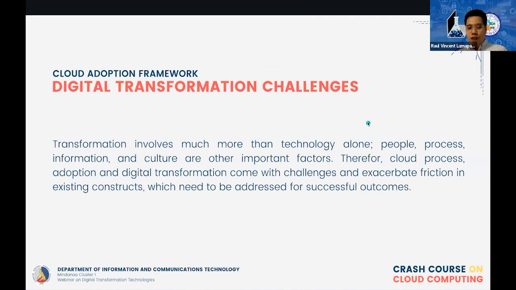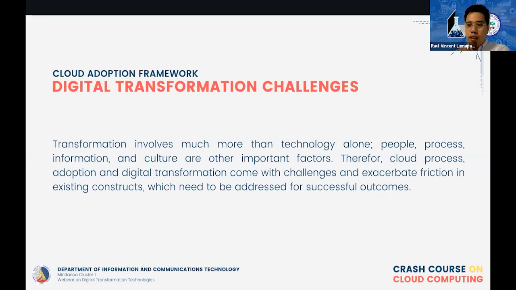So therefore, and then processes as well. You need to identify what processes can be automated, what processes can be digitized, what processes can be converted to the cloud, so on and so forth. Information, what information goes in and out of the system. And lastly, culture. Is this suitable for our workplace? Is this good for the benefit of the organizational culture? So things like that. So therefore, cloud process adoption and digital transformation come with challenges and exacerbate friction in existing constructs, which needs to be addressed for successful outcomes.